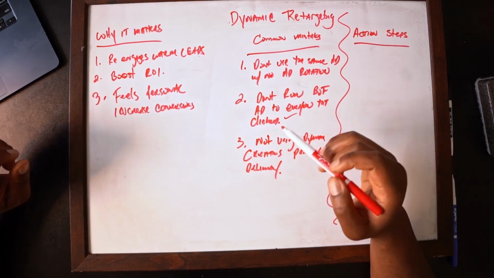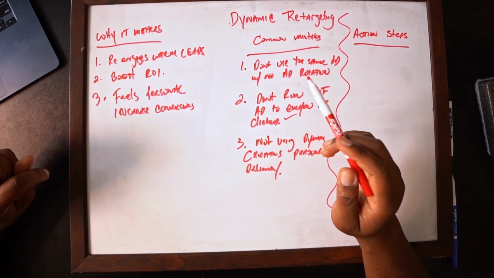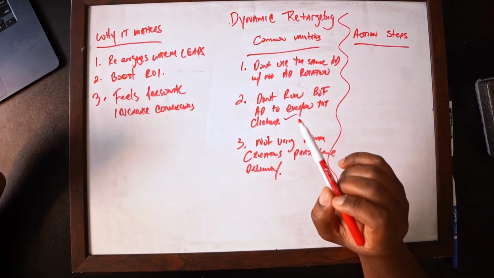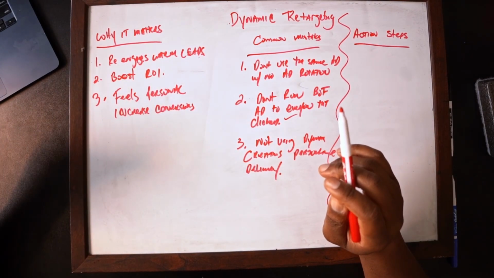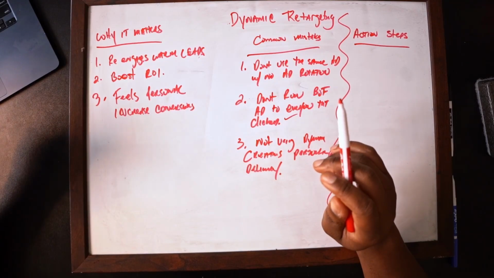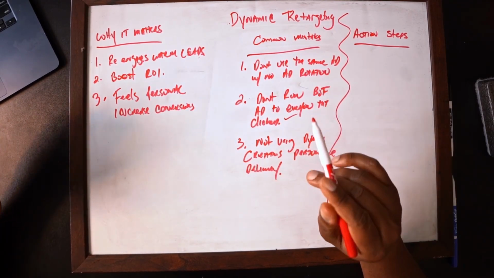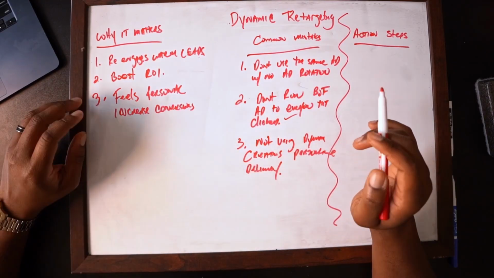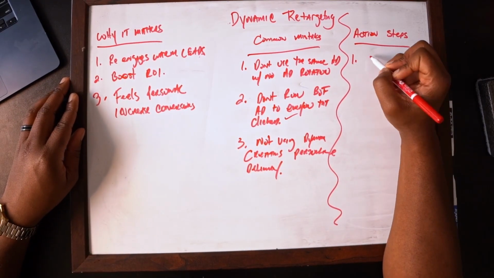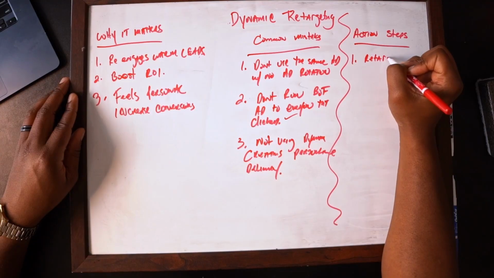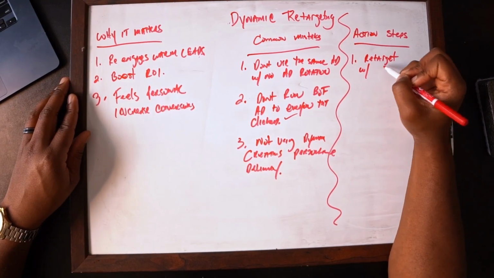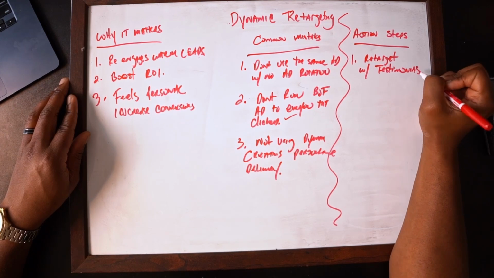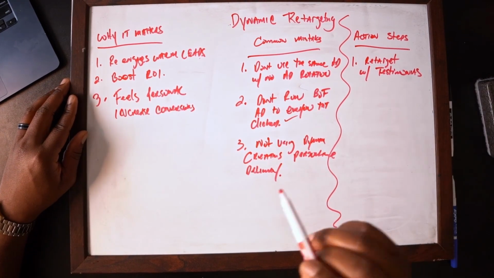Okay, so this is the scenario. Imagine someone added a ticket to your cart and then they bounced. This is a prime, specific situation for you to retarget them within 48 hours. All right, so the best way to retarget them is with testimonials. Okay, number 1 action step: retarget with testimonials.